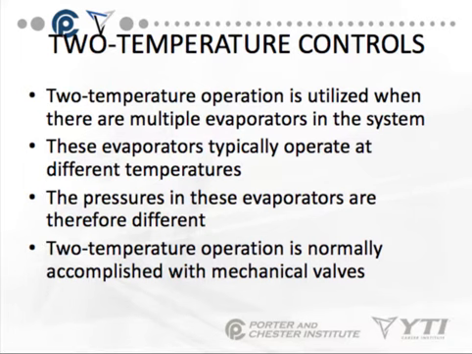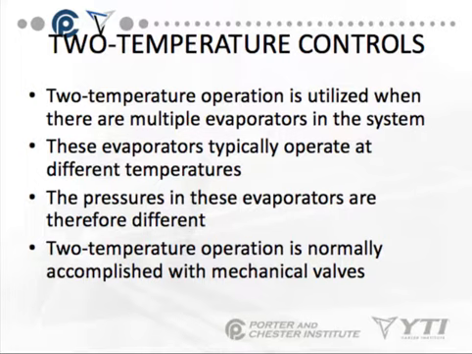So sometimes we have two temperature controls, okay? Which is two temperature evaporation. Operation is utilized when there's multiple evaporators in a system. Think about a grocery store. You have a line of freezers, okay? You have a line of possibly a freezer and a refrigerator or a cooler. These are two different temperature operations because you may not want to keep everything at 0 degrees. You might want to have some product at 29 degrees for food storage purposes. So the pressures in these evaporators are therefore different.